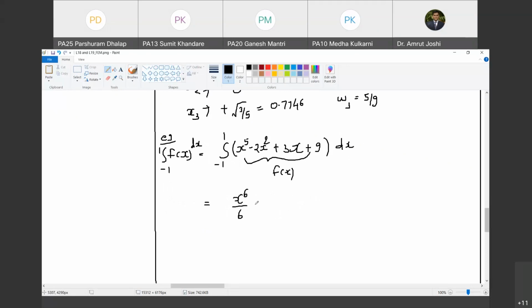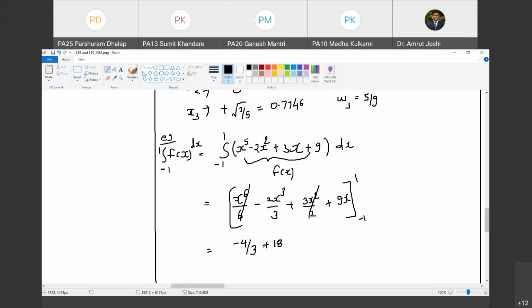So how much is it going to be? x raised to 6 by 6. Happy? Minus 2x cubed by 3. Are you with me? Yes, sir. Then you are going to have plus 3x square by 2. Happy? Plus 9x. And this integration is from minus 1 to 1. So when I substitute minus 1 here, all the even powers are going to go off, and all the odd powers become twice. So it is going to be minus 4 by 3 plus 18. Are you with me?